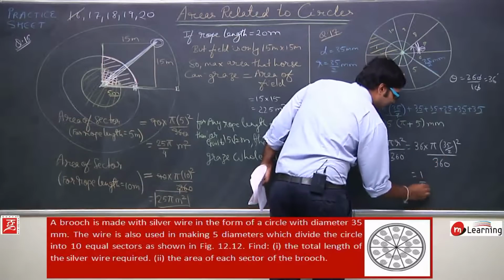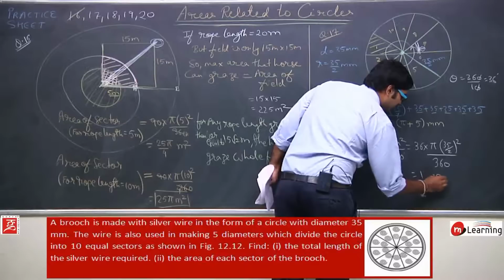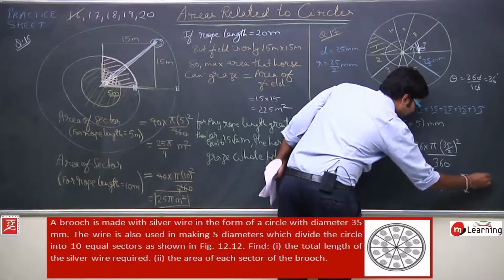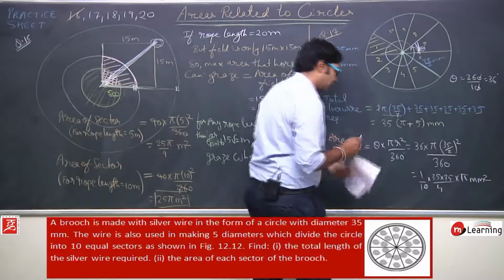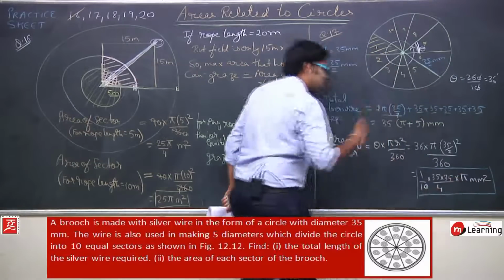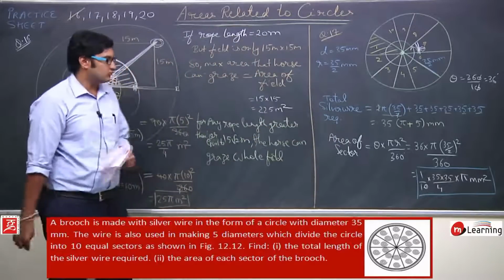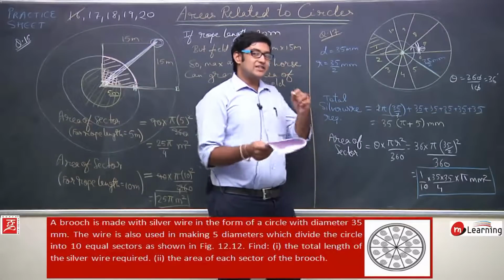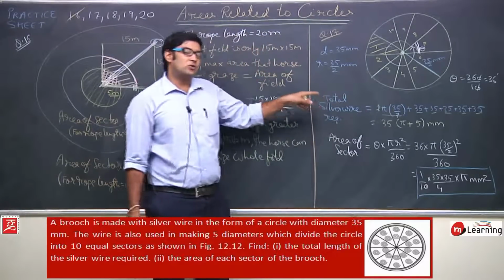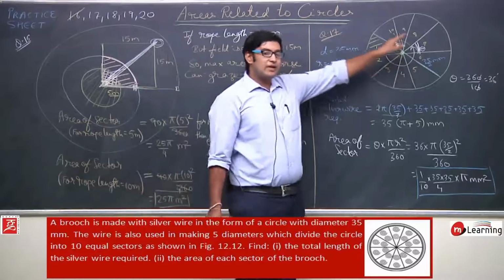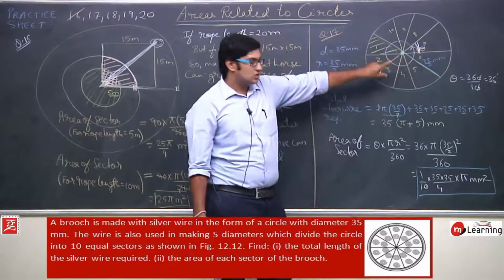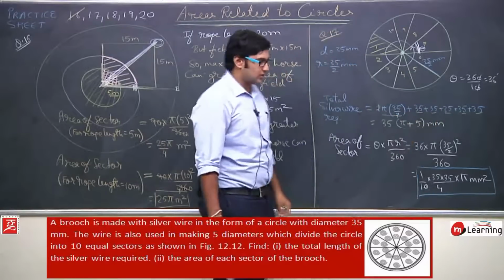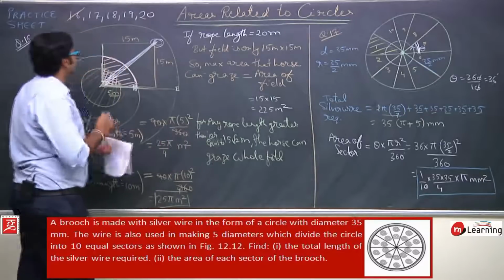When you solve this, it will be 1 by 10 into 35 upon 4 into pi mm square. This will be the area of each sector of the brooch. Now you can solve this to determine the area of each sector of the brooch. So what you can see is this question is not at all complicated. It just requires presence of mind that if it is talking about total silver wire, I have made the brooch as well as the diameters of the brooch. So total wire should be this length plus all these 5 lengths. So this is the solution for question number 17.